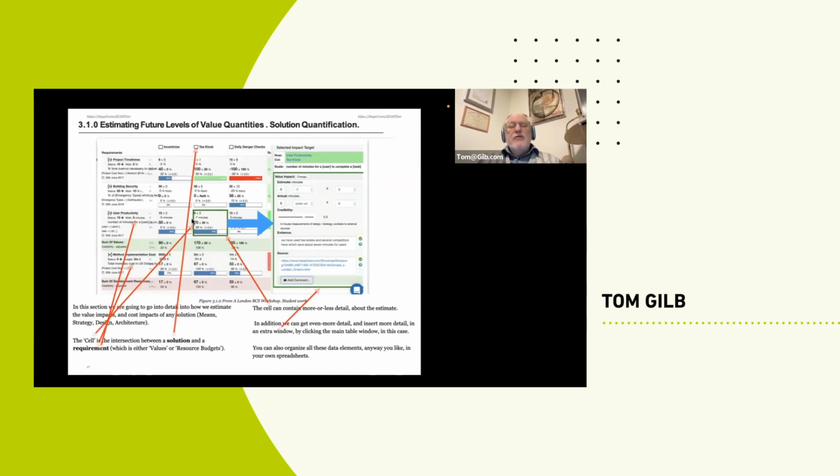Now, if we click on an intersection between a strategy and a value, we open a window and we get more detail. I'm going to go through that detail. I'll take one run through it, but what is hidden here is the fact that we have asked people to estimate the uncertainty. In other words, -7 plus or -3 gives us a range. And we have shown that nobody has measured the actual results in an increment yet.